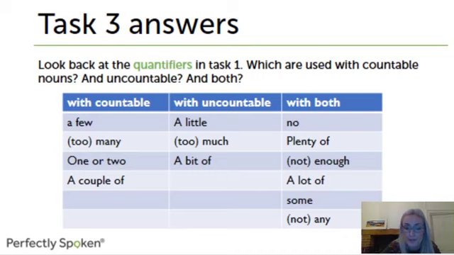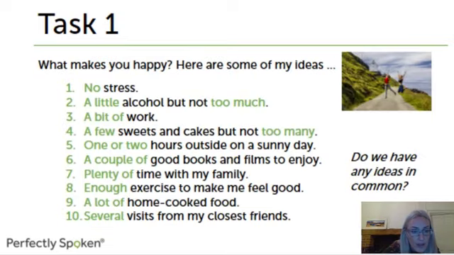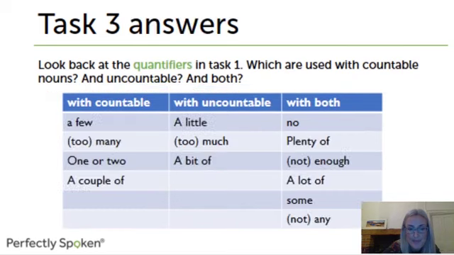A lot of. Yeah, a lot of for big numbers. I'm trying to think how I used a lot of. I can't remember. There it is, a lot of home-cooked food. Sorry about that. Okay, so I like a lot of home-cooked food when my husband's cooking. He's a very good cook. But I also read a lot of books in my spare time, so it can go with both.